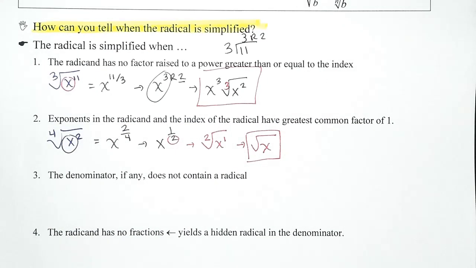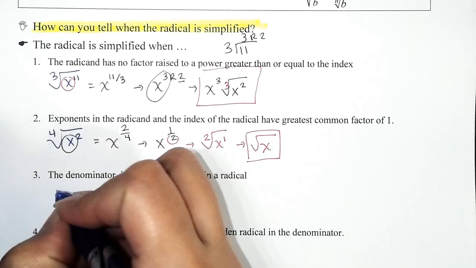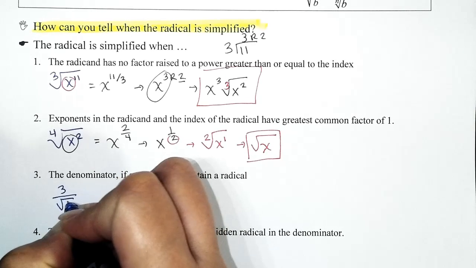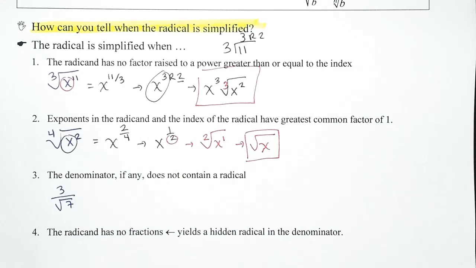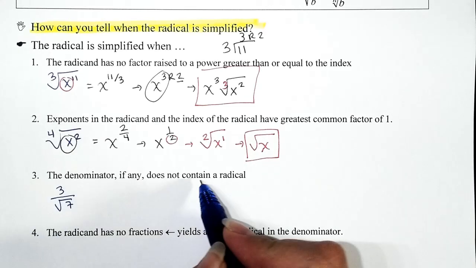So statement number 3 reads, the denominator, if any, does not contain a radical. So in this case, let's look at 3 times the square root of 7. Okay, so the question is, how come it's not simplified? Well, that's because that's one of the rules. If we have a denominator, we have to make sure it doesn't contain the radical.